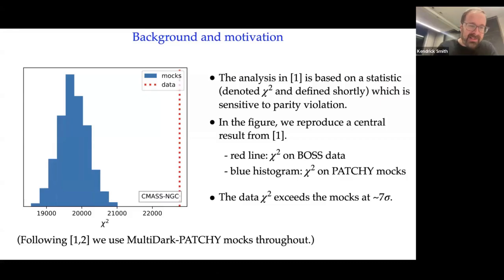The point of the slide is just that there's a statistic called chi-squared, which is sensitive to parity violation. The value of chi-squared on the BOSS data, shown by the red line, is an outlier compared to the mock catalogs, shown as the blue histogram.